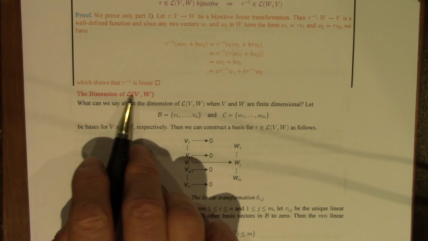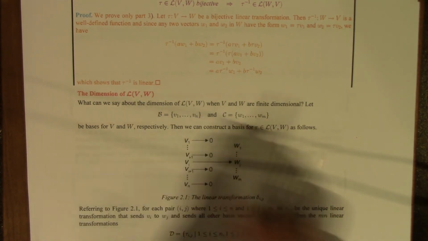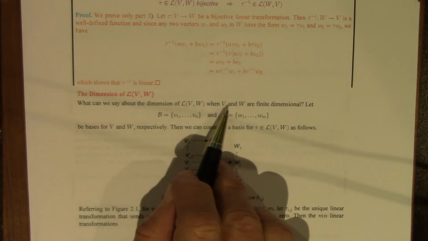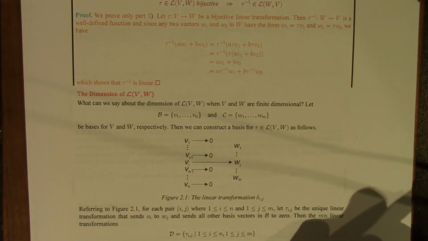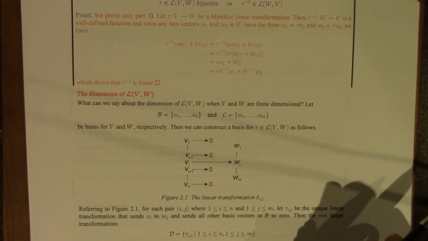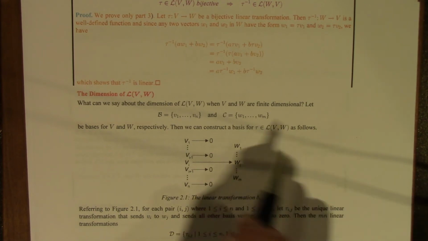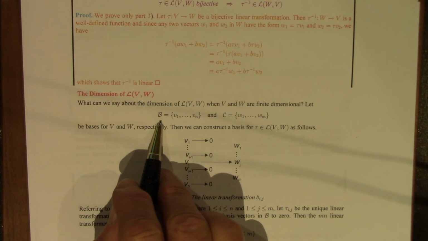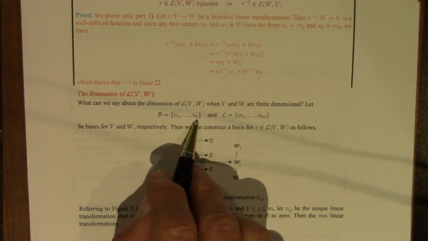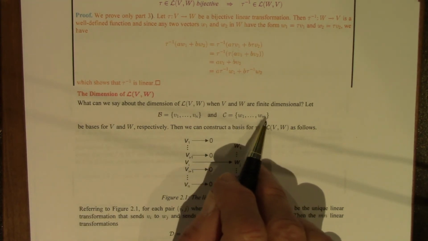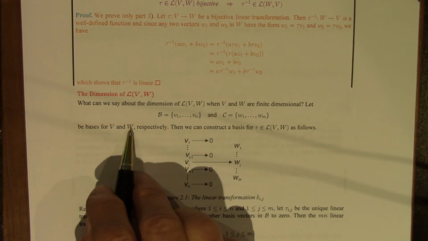So we now know that L of V,W is a vector space. What can we say about its dimension? In particular, when V and W are finite dimensional. Well, we can actually produce a basis, and that, of course, will tell us what the dimension is. So let B, the vectors v1 through vn, be a basis for V, and C, the vectors w1 through wm, be a basis for W.